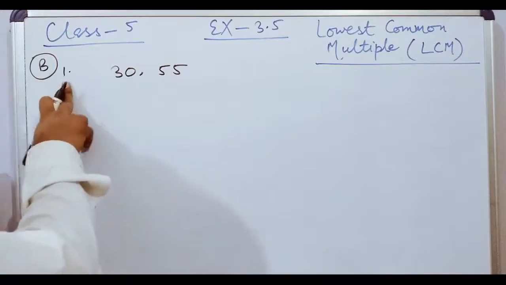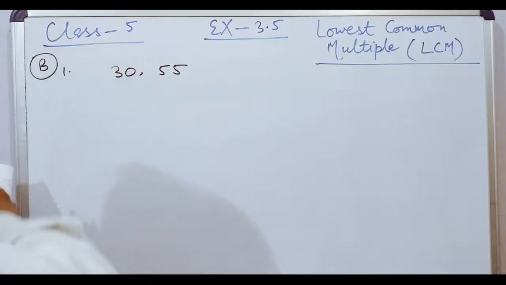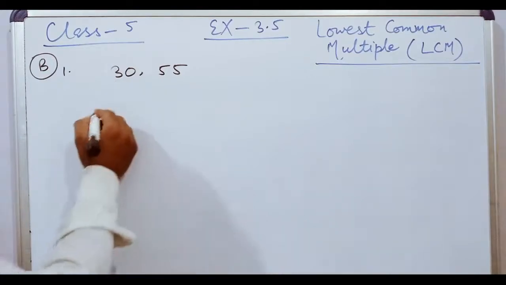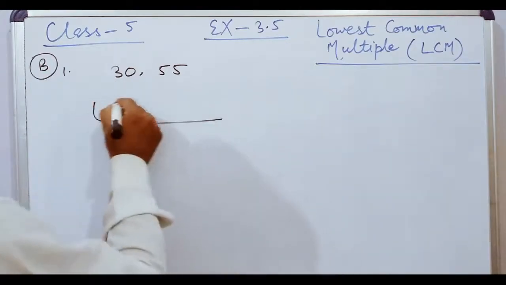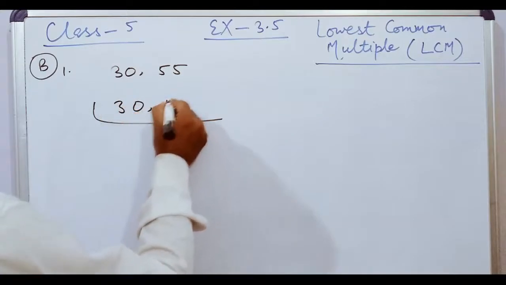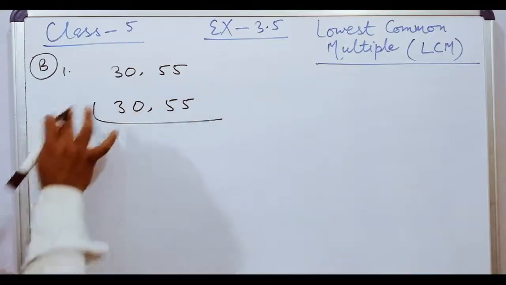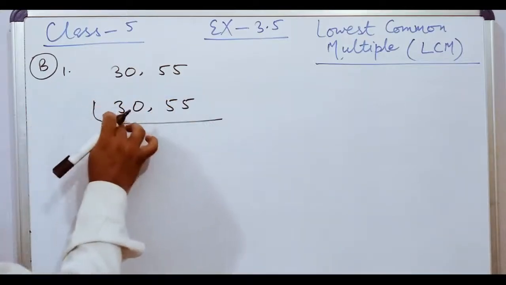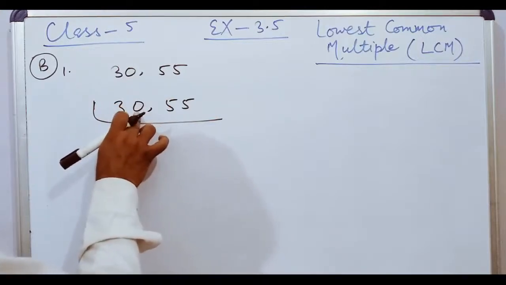Part B, question number 1. Find the LCM by the short division method. What is the short division method? Dear student, we will write like this: 30, then 55. Now we will see this number. At last it is 0.